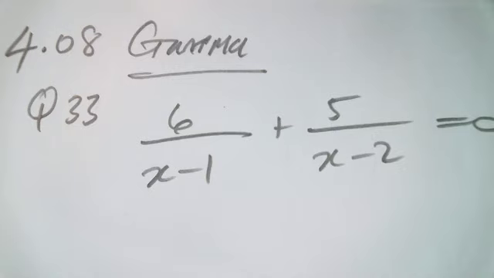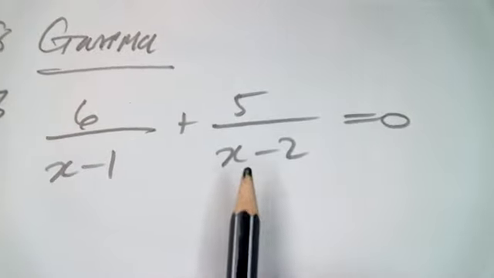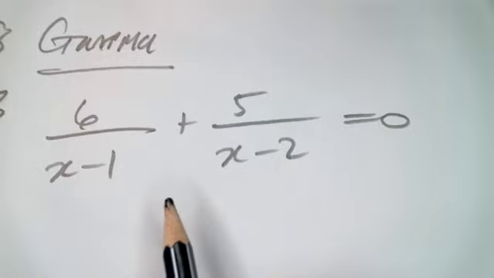Let's take a look at Gamma exercise 4.08, question 33. So I've got 6 on x minus 1 plus 5 divided by x minus 2. Now there's a whole bunch of ways you can actually do this. You could actually just add them together, in fact, using just plain algebra. But the question really calls for cross multiplication.